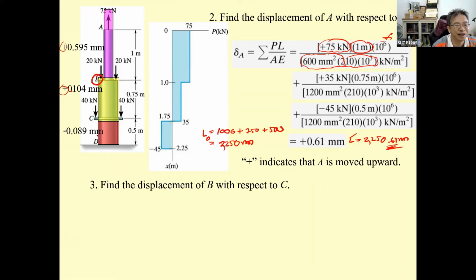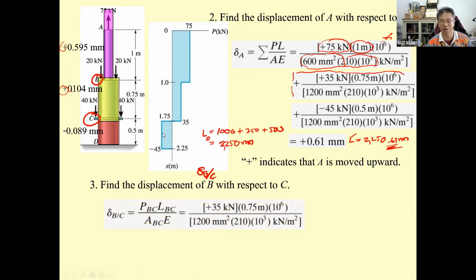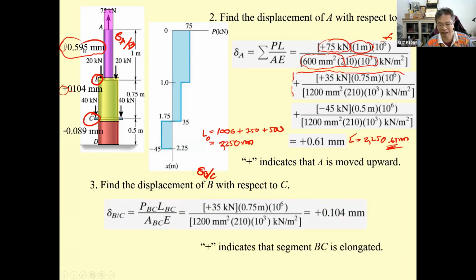So next, B with respect to C. If B with respect to C, only this portion, you get this portion. This is delta B with respect to C. It's just going to be the yellow one. You get this one for 0.104, and this one is delta A with respect to B, which is 0.595 millimeter, and that is the elongation.